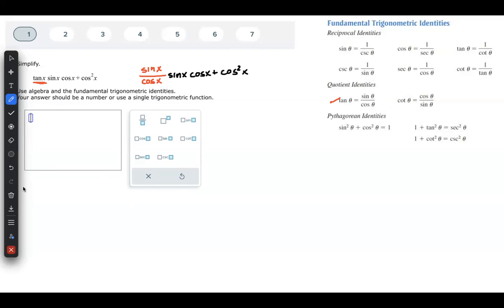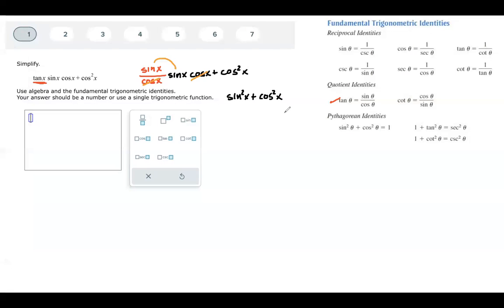If you notice, by doing that, we have the chance to cancel this cosine with this cosine, and we can now multiply this sine by the other sine. That will lead to having sine squared of x plus cosine squared of x.